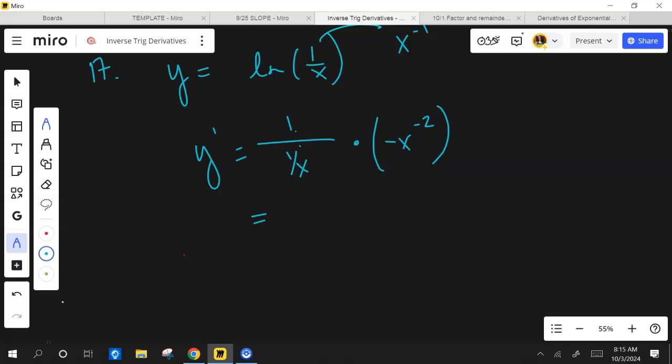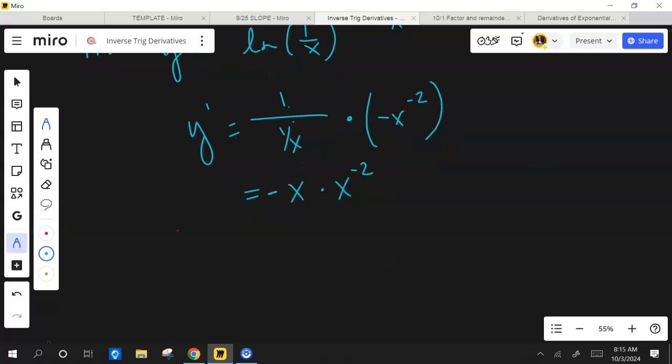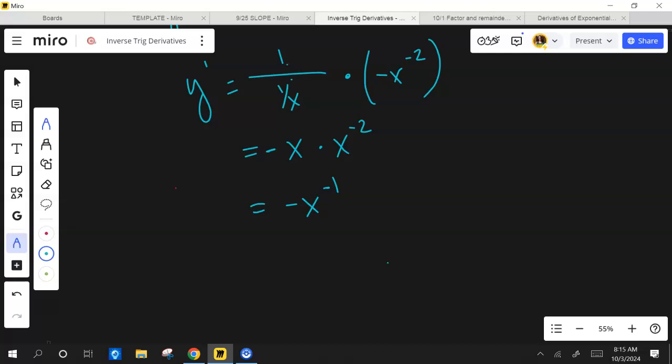1 over x is just x, right? Times, I'm going to throw the negative out front so it doesn't start confusing me. Negative 2. I've got the same base. What do I do with the exponents? Just add. Are y'all typing ugly stuff on that calculator? All right, what else?